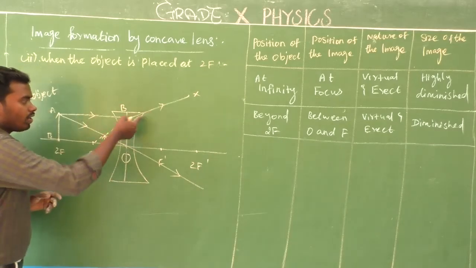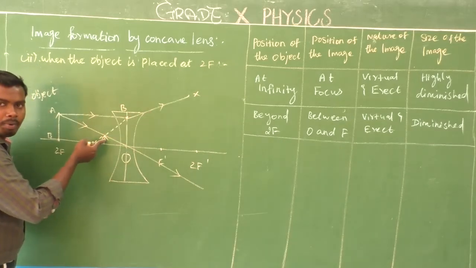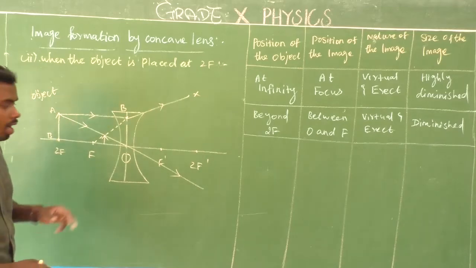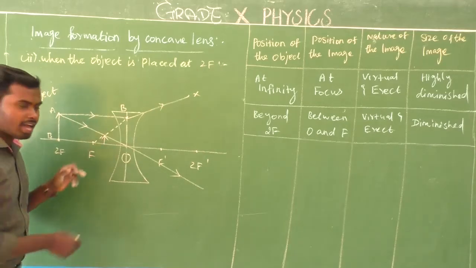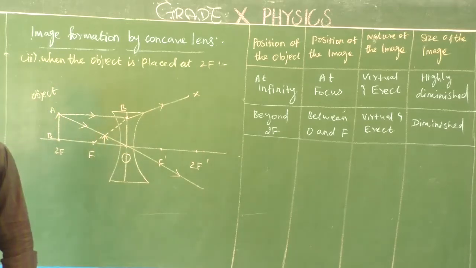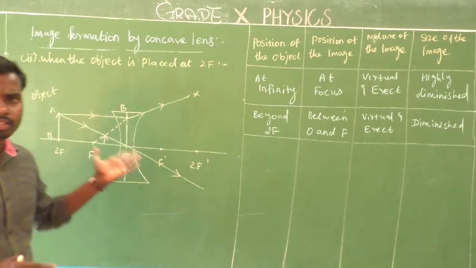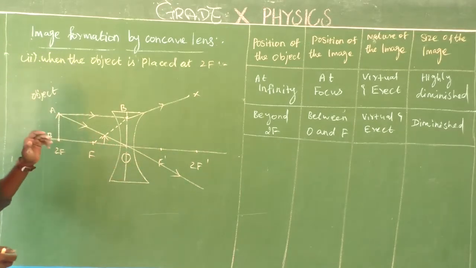So here the two refracted rays appear to meet at a point. Actually, that is between O and F dash. So the image will be formed between O and F dash, which means here. Okay. Is there any doubt? No doubt. Look at it, very simple. Okay, I repeat it.